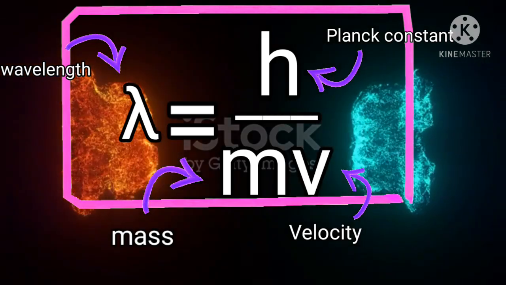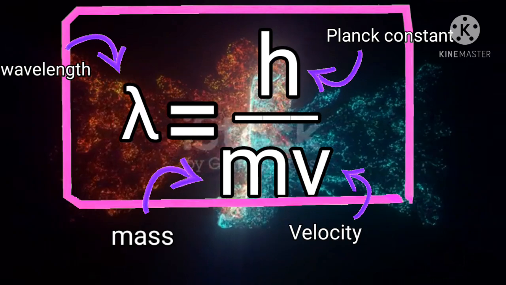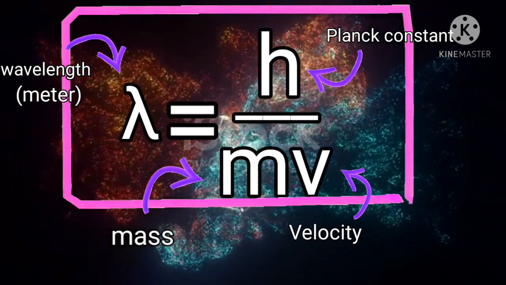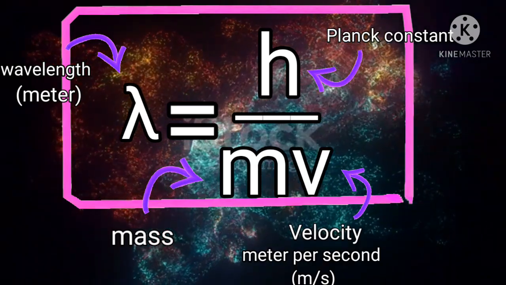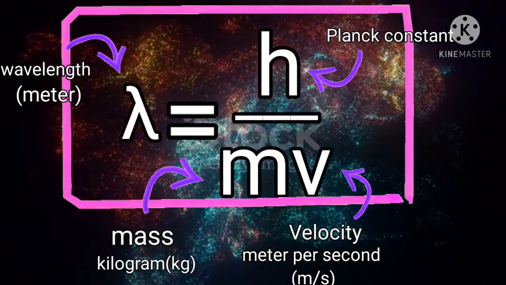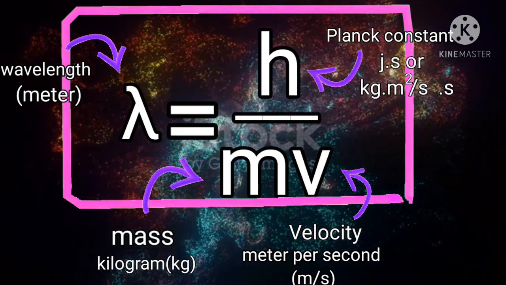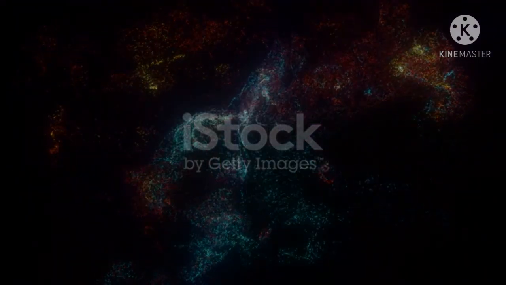In using this formula, we should always keep in mind that the wavelength has a unit of meter, the velocity has a unit of meter per second, the mass is in kilogram, and the Planck constant is joules second, or kilogram meter squared per second squared second.